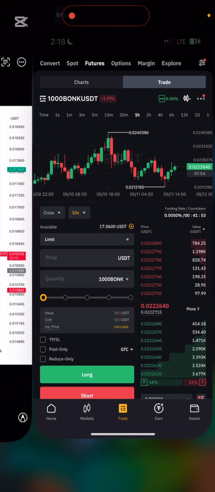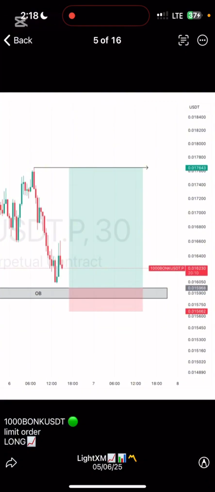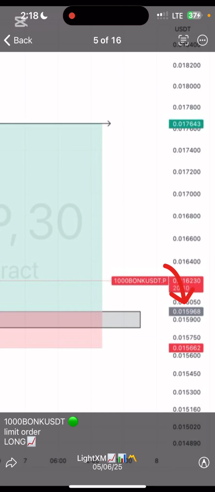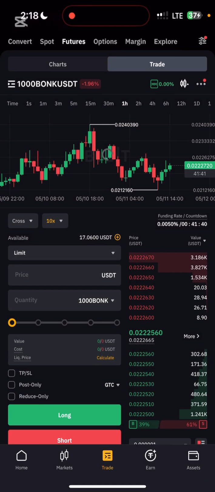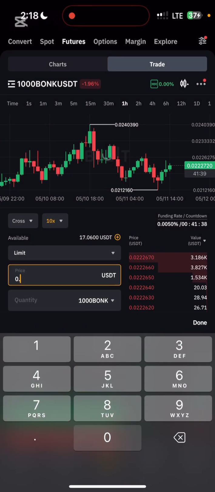You understand? So you go back to the chart. Like I said, these black points where numbers are written is your entry price. So your entry price is 0.015968. So you go to your Bybit, you put your entry point here, 0.015968.